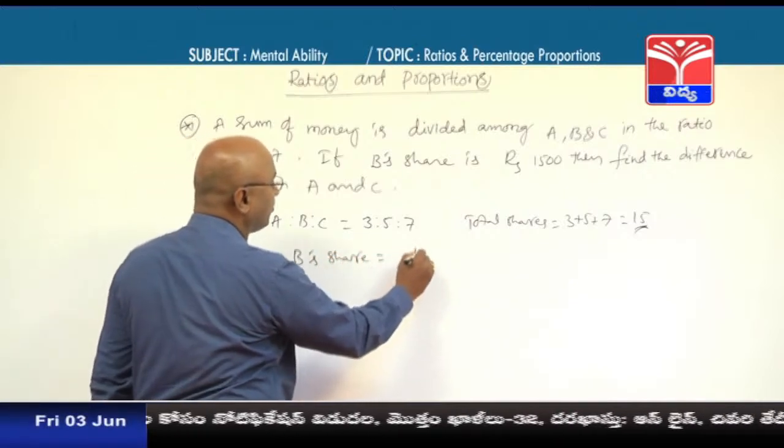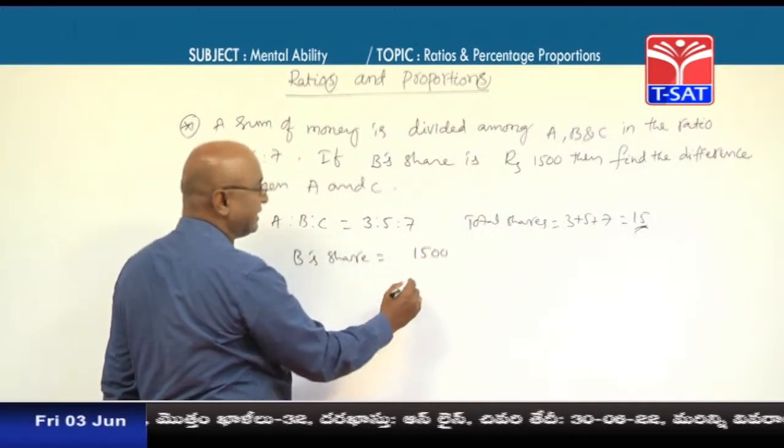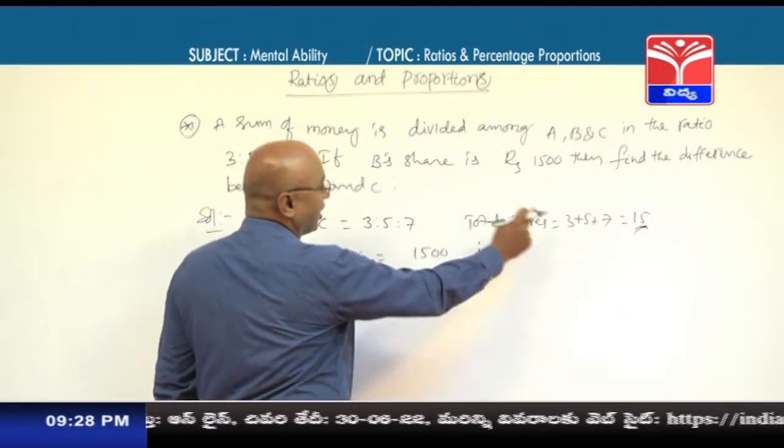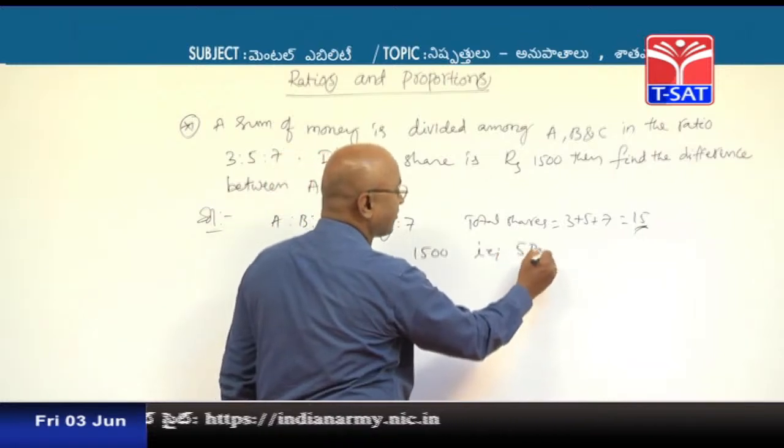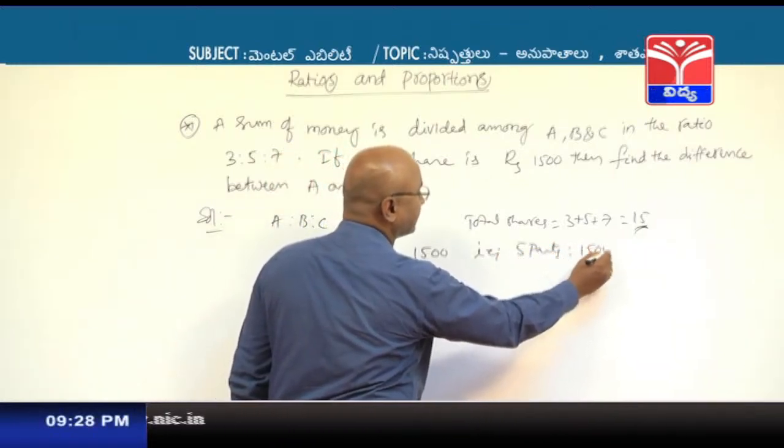B's share is equal to 1500 rupees. That is 5 parts. B's parts is 5. So 5 parts is equal to 1500.